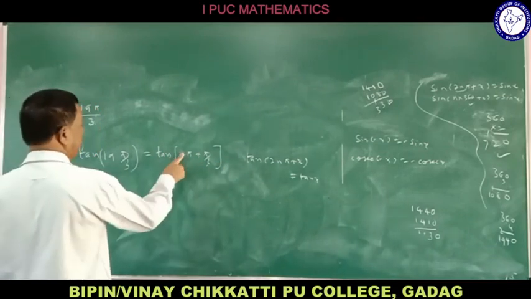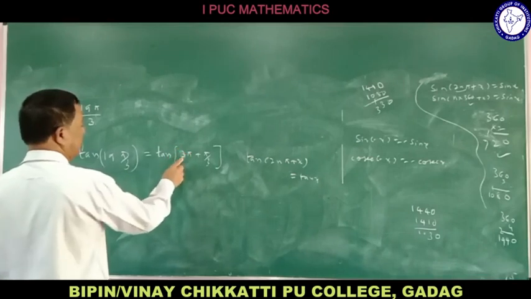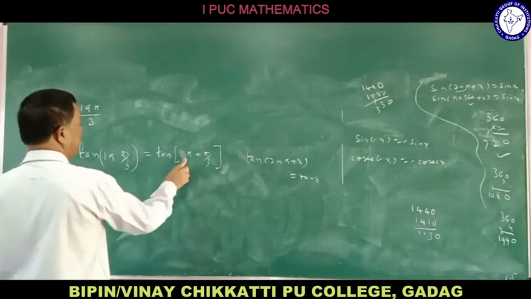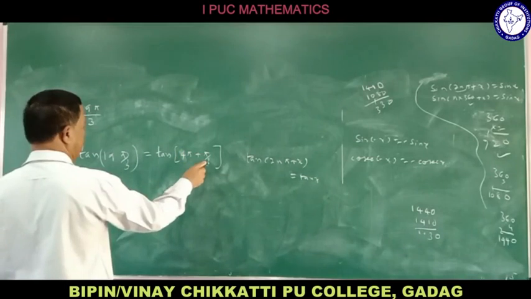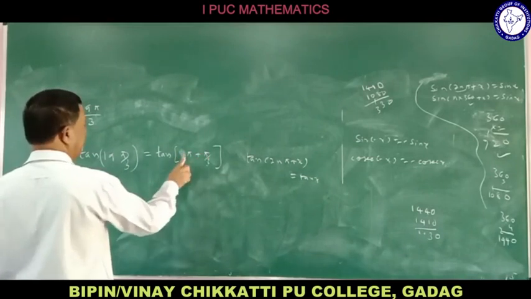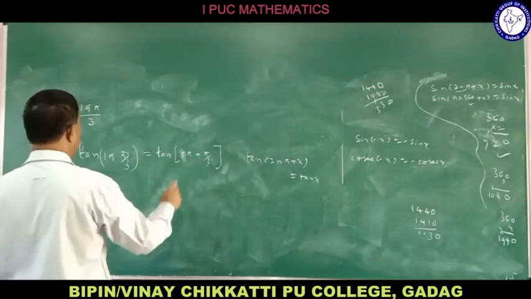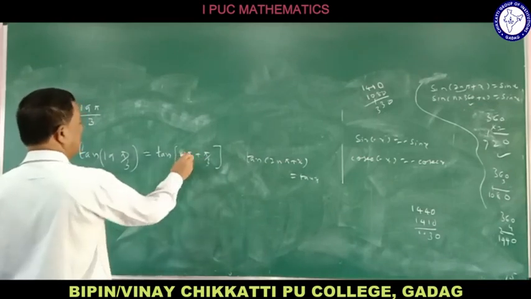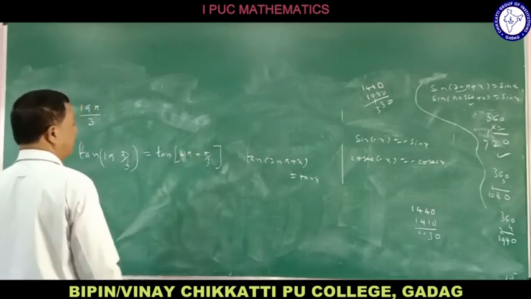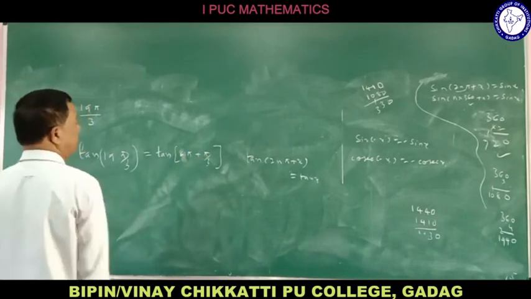6, 7 pi. Suppose if I take 3, 3, 3, 9, 10. If it is 4, 4 means 12, 13. If it is 5 and 5, 15, 15 means 16, it happens. If it is 6, you have to see 6 threes is 18 plus 9. So 6 pi into 5.